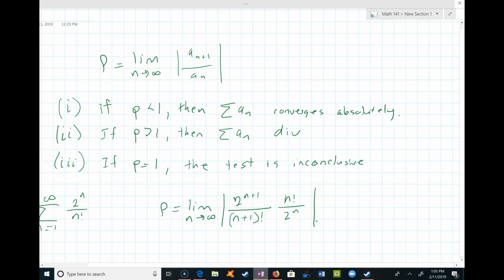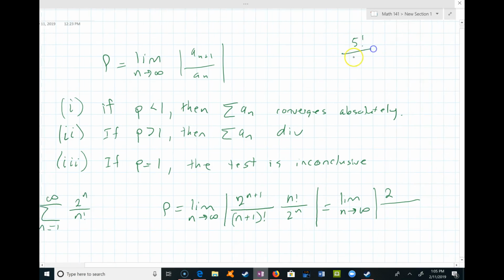Okay, so now this is where it gets a little bit tricky because some of us are not used to dealing with this kind of stuff. So first of all, when I cancel a 2 to the n plus 1 and a 2 to the n, you get a 2, because this just has one more factor of 2 than that one does. And then when you compare n factorial to n plus 1 factorial, that would be like a 5 factorial over a 6 factorial. You see how if we call 5 n, then 6 would be n plus 1.